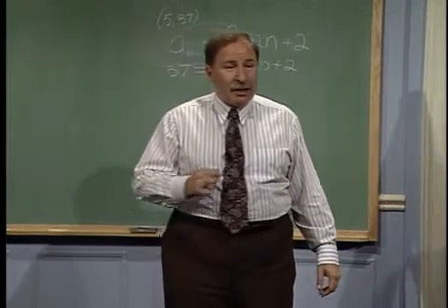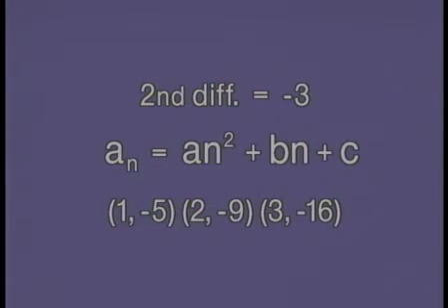So let's look at the next visual. Here we have the second difference is negative 3. We have a quadratic function, of the form as shown in the highlighted second line, a sub n equals a n squared plus b n plus c. These are the first 3 ordered pairs: 1, negative 5, 2, negative 9, 3, negative 16.